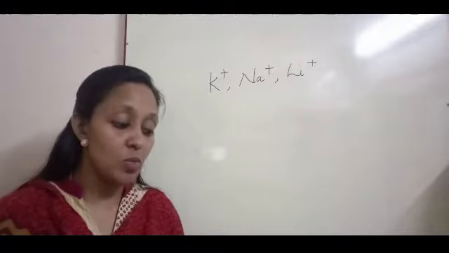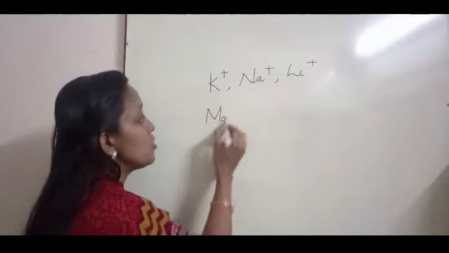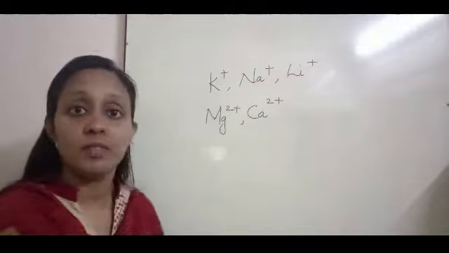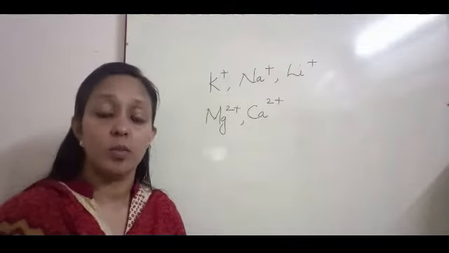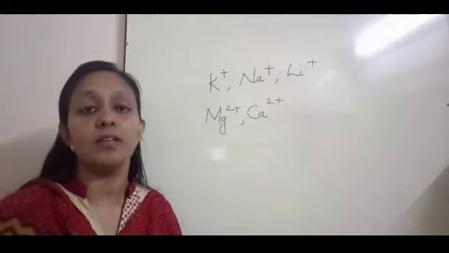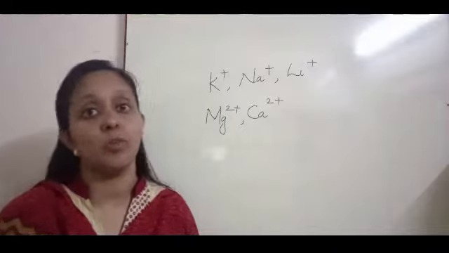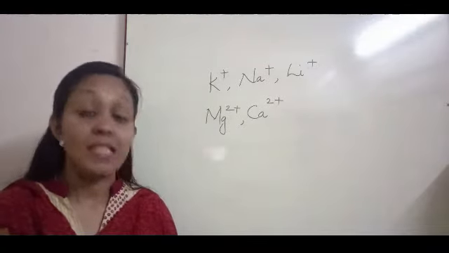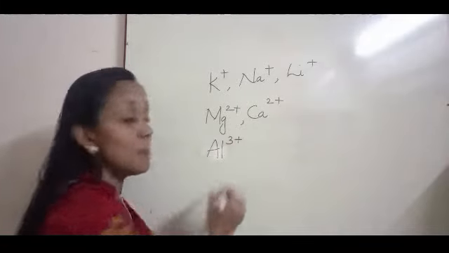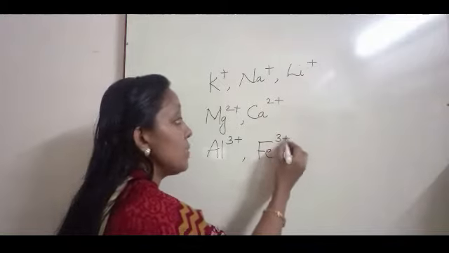Moving on to the next one, with +2 valency. +2, magnesium, Mg2 plus, Ca2 plus. Isn't it? Only one answer, one ion is to be written here, but I'm just writing more so that if asked, you will be able to write. Now, +3, aluminium shows +3 valency. At the same time, ferric, Fe3 plus, ferric ion.